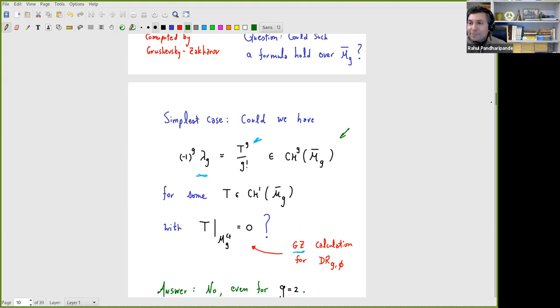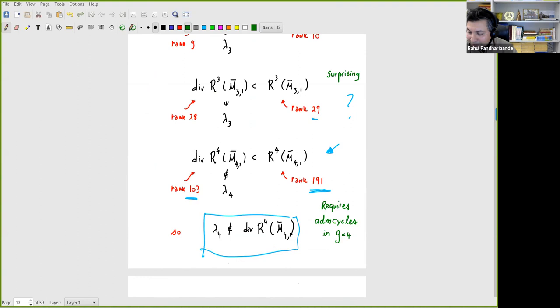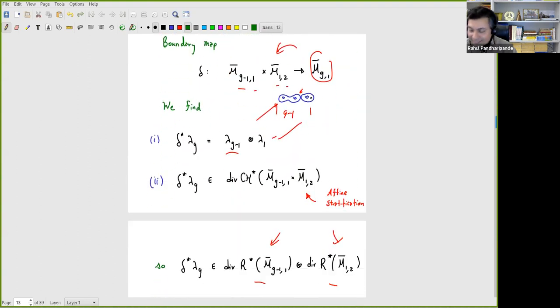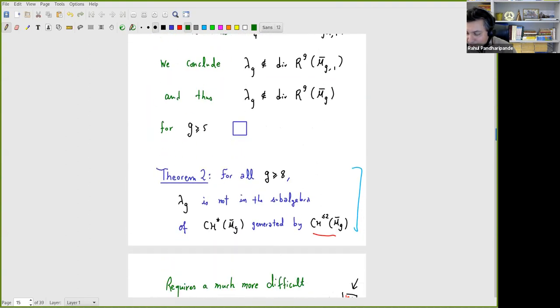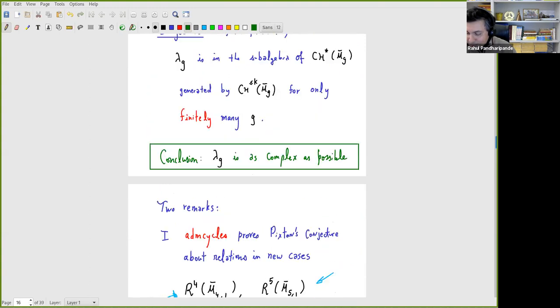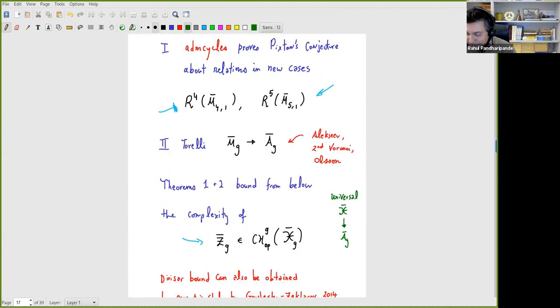This is a technical question, but it's a very important one. That's a very special property of lambda g. It's not only the dr cycle downstairs, it's also the dr cycle upstairs. Well, I was going to get to that at the end. So I wanted to explain the proof, because this proof is pretty conceptual.